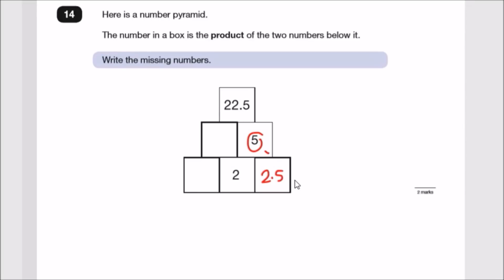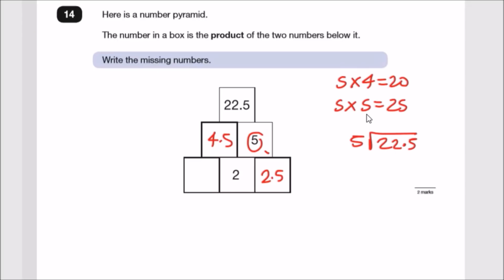Okay, now this one's a bit nasty. So 5 times something gives you 22.5. Same thing in a way. We know that 5 times 4 is 20, and we know that 5 times 5 is 25. If you realize carefully, 22.5 is directly in the middle of these two, so it must be in the middle of 4 and 5. Halfway between 4 and 5 is 4.5. Another way we could have done it is just 5 into 22.5, which will also give us the answer. 5 into 22 goes exactly 4 times, remainder 2. 5 into 25 gives us 5. So yes, you could do it that way.